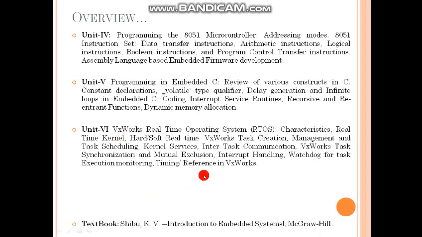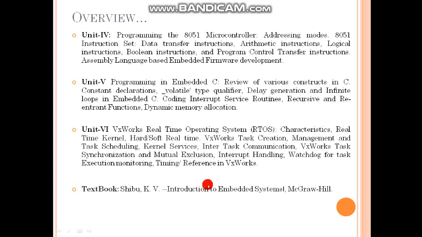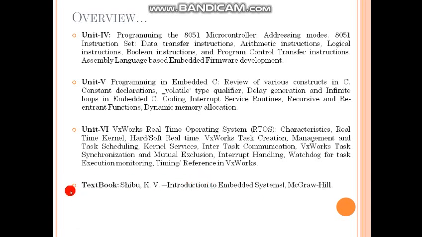Then in your mind there is a question: which books are we going to refer to? The best textbook for the embedded system of this subject is by Shibu K.V. The name of that book is Introduction to Embedded Systems by Tata McGraw-Hill, and the author name is K.V. Shibu. Apart from that, if you want to use other Indian author books, we can use Embedded Systems by Rajkamal, again from Tata McGraw-Hill publications. That is also a proper textbook or reference book for this embedded system.